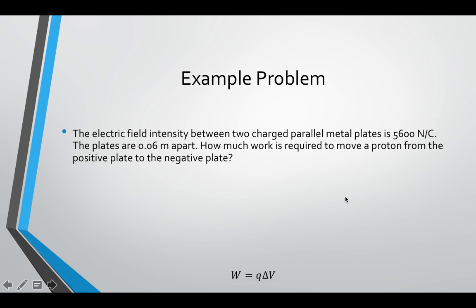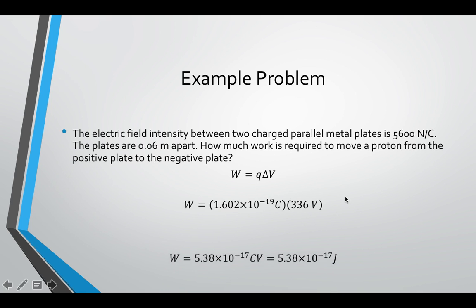A couple of slides ago, we said that work is equal to the charge times the voltage. If you didn't know, a single proton has a charge of 1.602 times 10 to the negative 19th coulombs. It's called the elementary charge. It's the charge of one proton. And we've already calculated the voltage to be 336 volts. So we can plug those numbers into this formula and calculate that the work done here is equal to 5.38 times 10 to the negative 17th power coulomb volts.